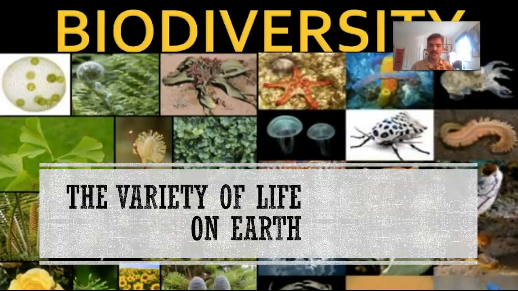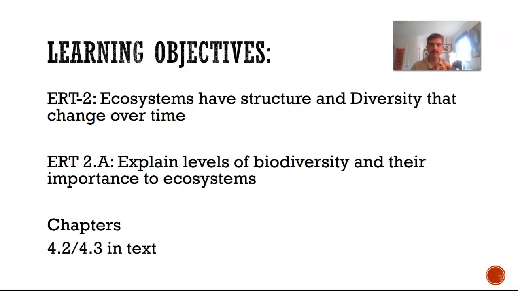All right, so biodiversity, it's the variety of life on Earth. It's all of the different life forms that we see. It's a very beautiful subject. And our learning objectives are that ecosystems have structure and diversity that change over time. And we want to know how to explain levels of biodiversity and their importance to ecosystems. And this is chapters 4.2 and 4.3 in the text. I'll provide that for you for extra support.